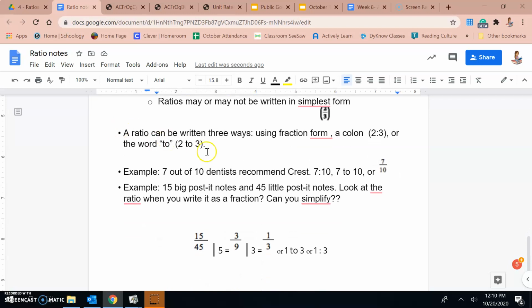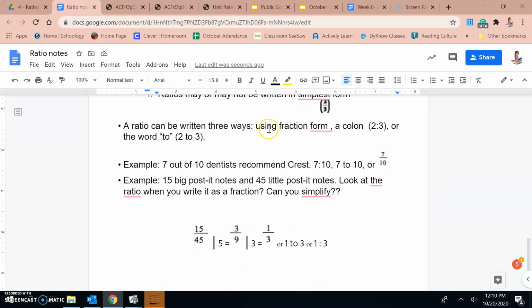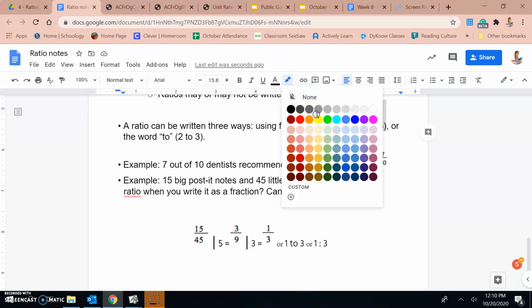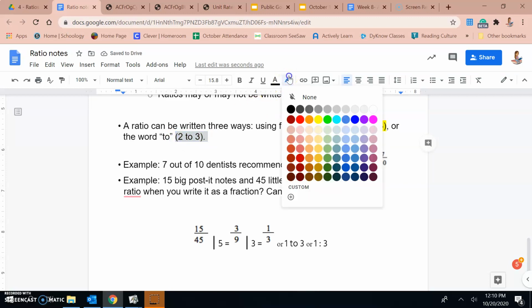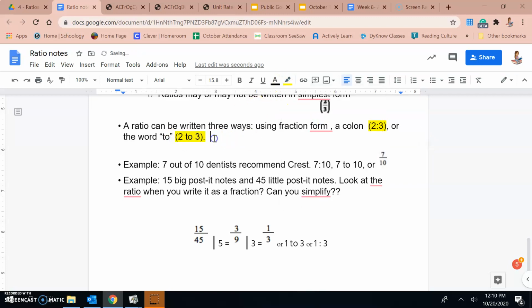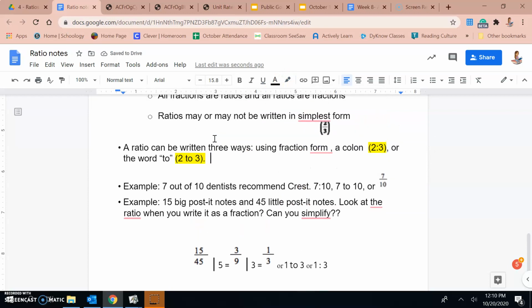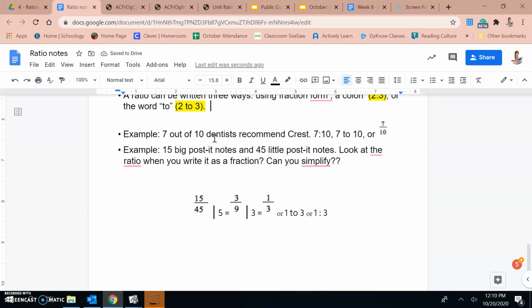A ratio can be written three different ways, like I said in the beginning. Fraction form, using a colon, such as this, or using the word "to" in between the two numbers, like 2 to 3. So let's take a look at a couple of examples using ratios.